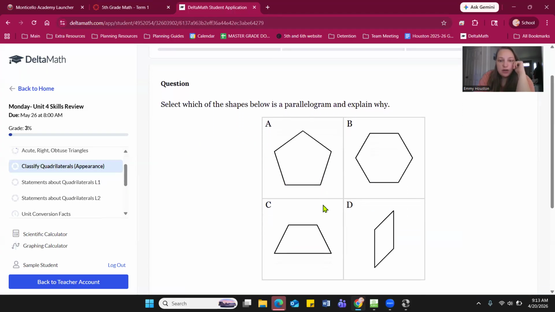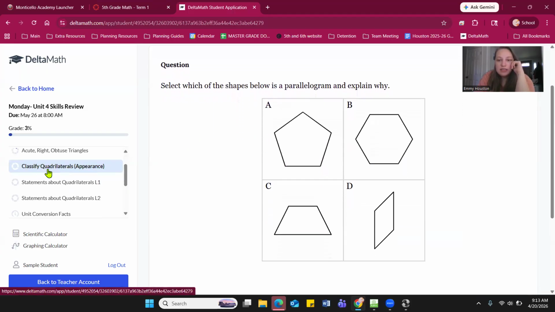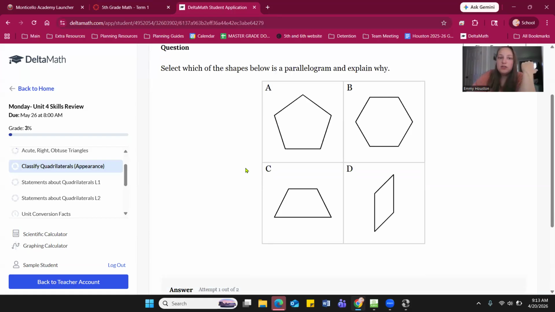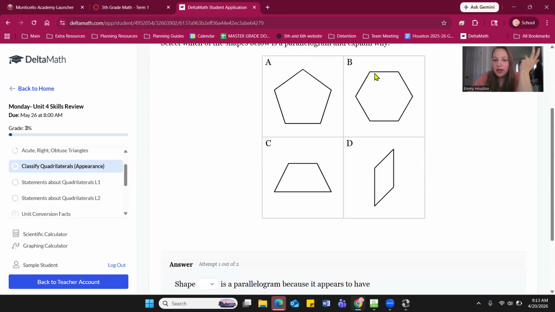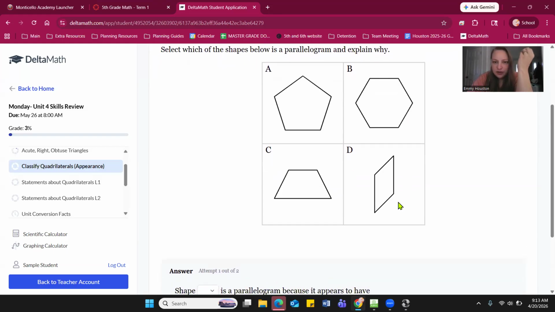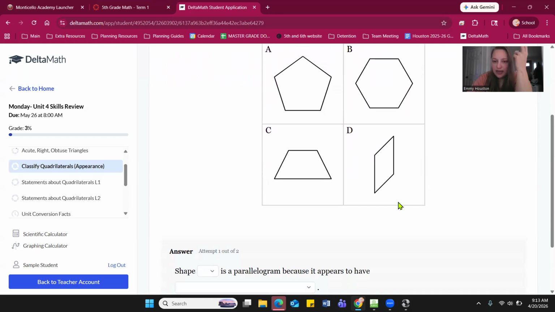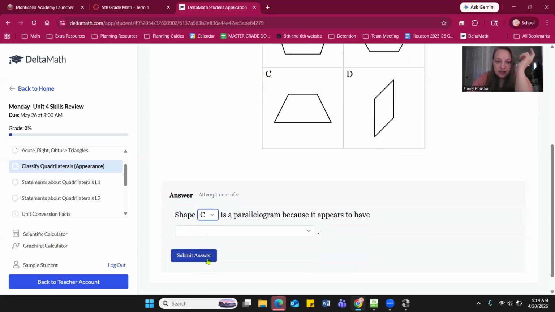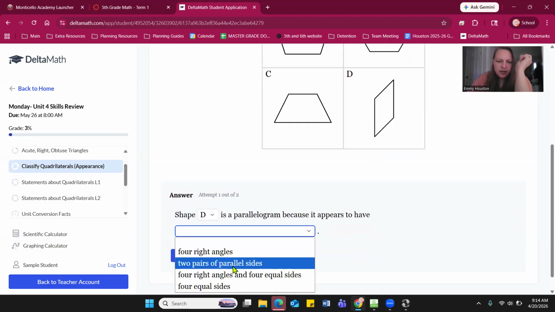This one is classifying quadrilaterals. Remember, a quadrilateral, quad means four, so it's a four-sided shape. So select which of the shapes below is a parallelogram and explain why. These ones obviously cannot be quadrilaterals because they have too many sides. These ones both have four. A parallelogram is going to have two sets of parallel sides. So like this side here and this side here are parallel, and this side here and this side here are parallel. So D is a parallelogram, not C, D, because it appears to have two pairs of parallel sides.